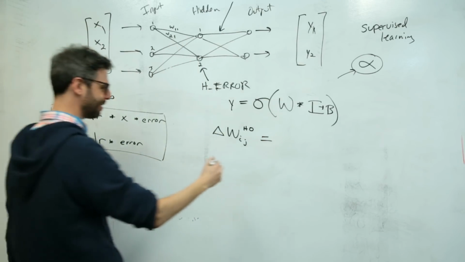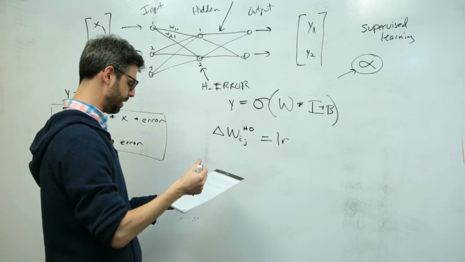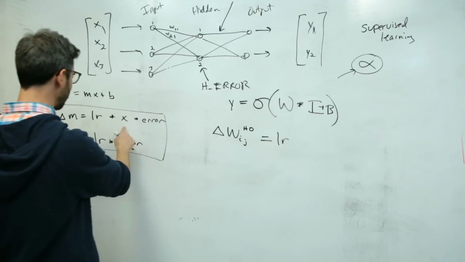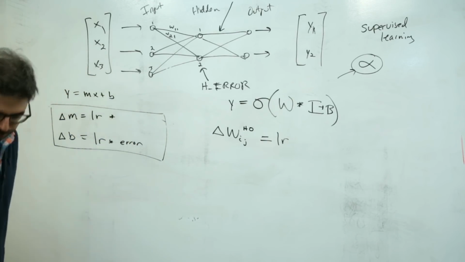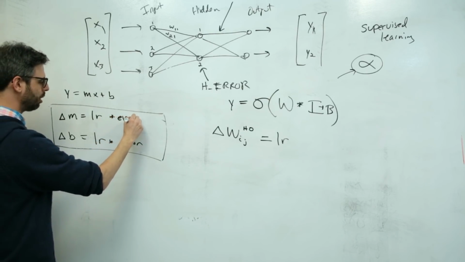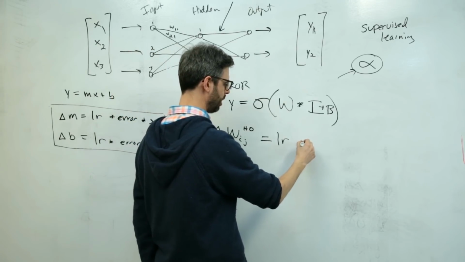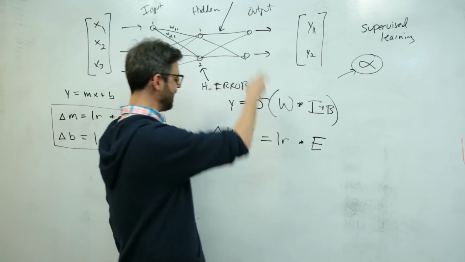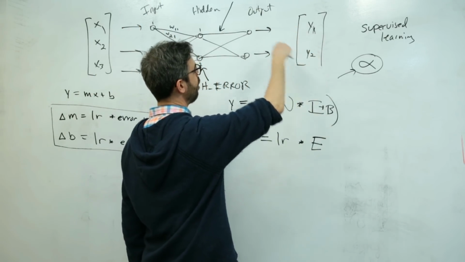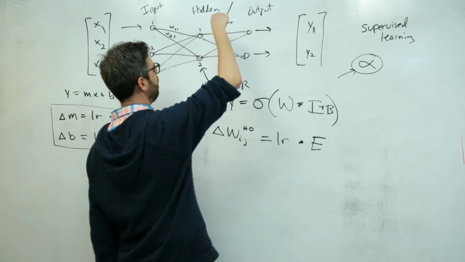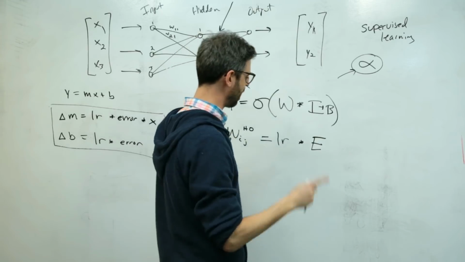First of all, the learning rate, always have the learning rate. The learning rate is going to tune how big of a step we're going to take. I want to rewrite this to match the way I'm going to write the matrix version: error times x. I'm going to write this times the vector e, the vector of target 1 minus output 1, and so on. That error vector that I've talked about.